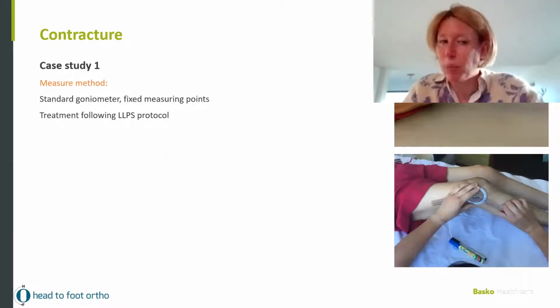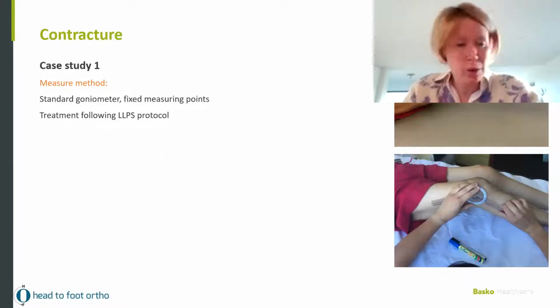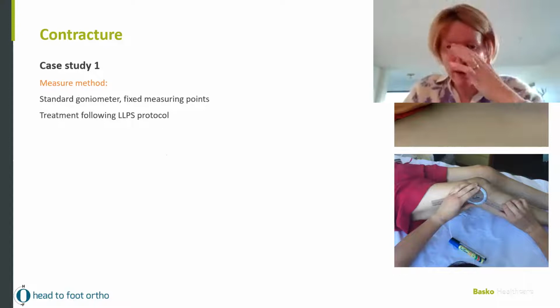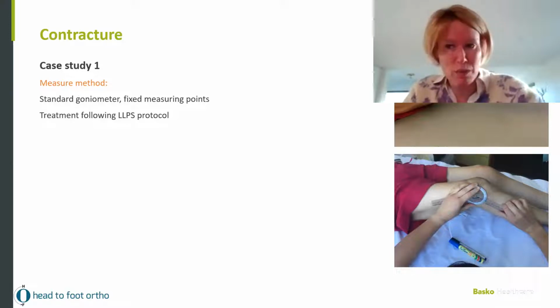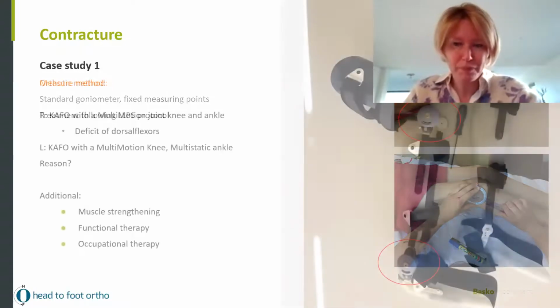Well, it's very important to measure. If you want to do it right, please measure. Goniometers, we can give it to you if you don't have one, or people sometimes just do it by an app or by taking pictures and then just measuring on the pictures. All those things are possible as long as you do it on the same measuring points. That's very important. And we, of course, suggest to use the low load pronounced stretch control protocol.